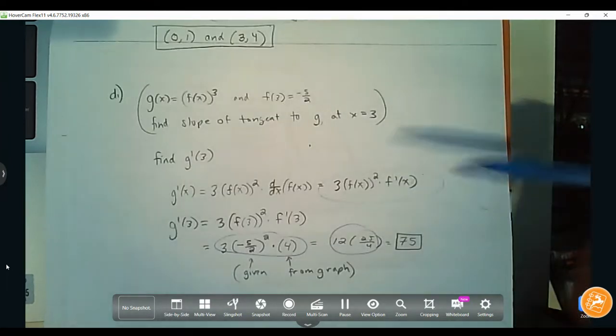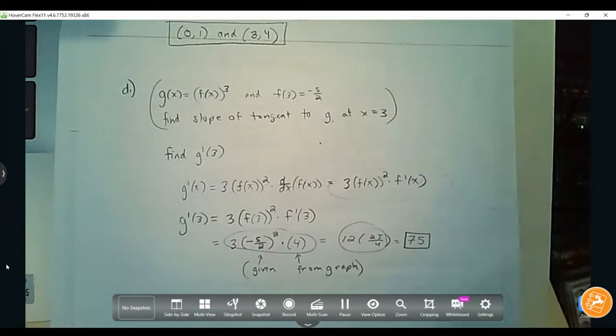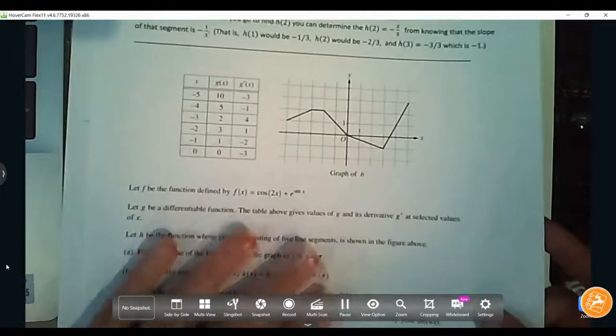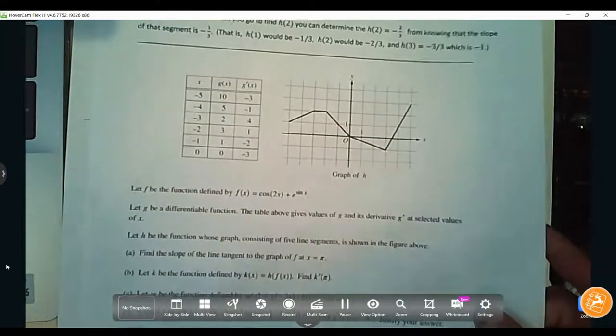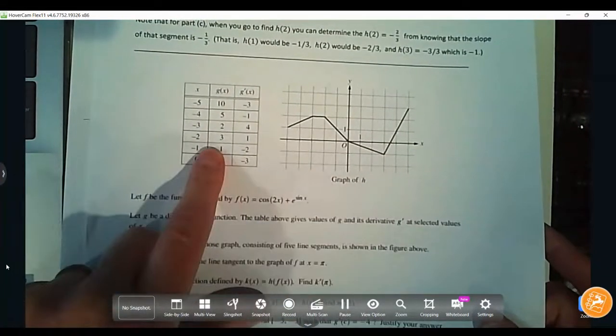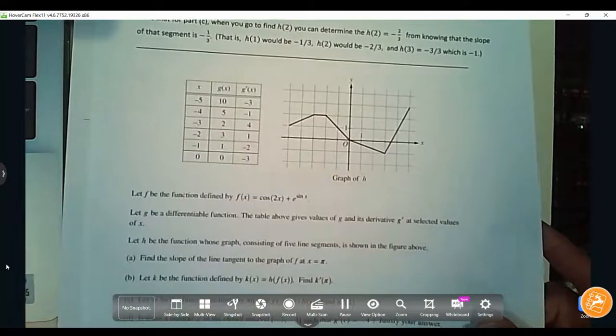If this one stumped you a little with that chain rule thing, if you recall at the beginning, I mentioned that optional extra practice for your response. This has great practice with chain rule, product rule, all that good stuff with a function, with a graph, and with a table. This is a really good one to spend some time on.